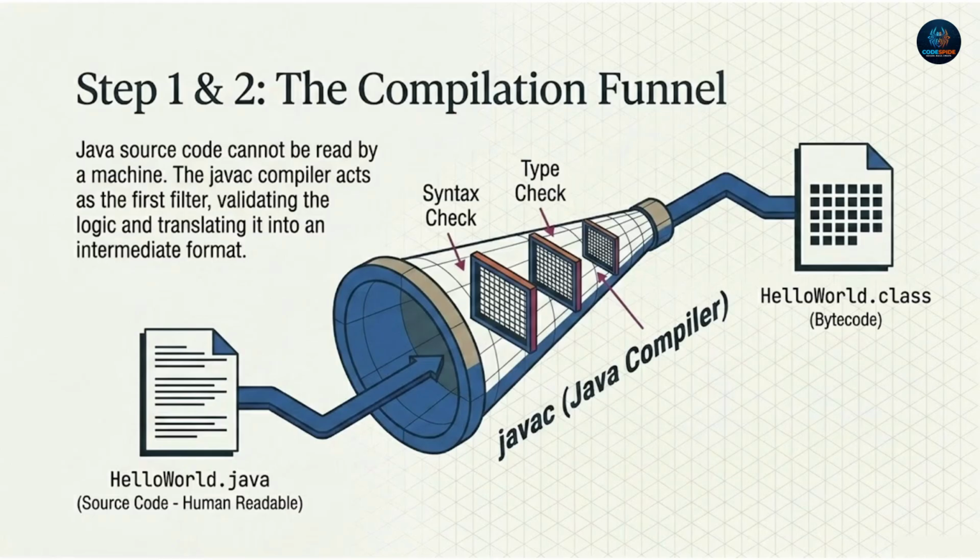So the next step is the Java compiler. What is the main role of the Java compiler? Java provides a compiler called javac.